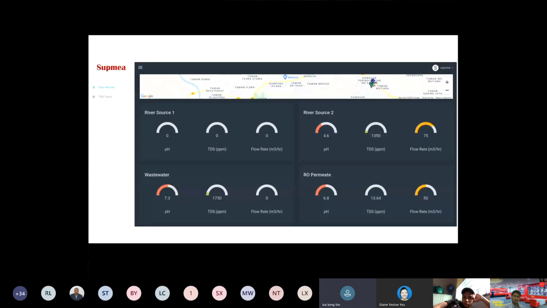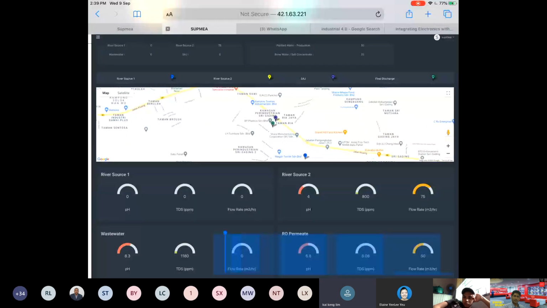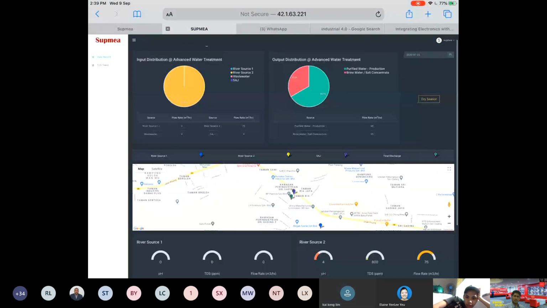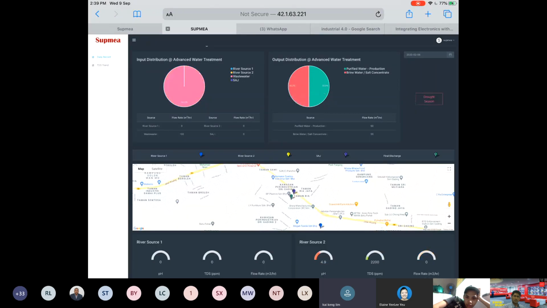Where are we just now? Okay, let's go back into our dashboard. So this dashboard is actually telling us about this water. You can log out, and let's see. Okay, let's go to drought season.